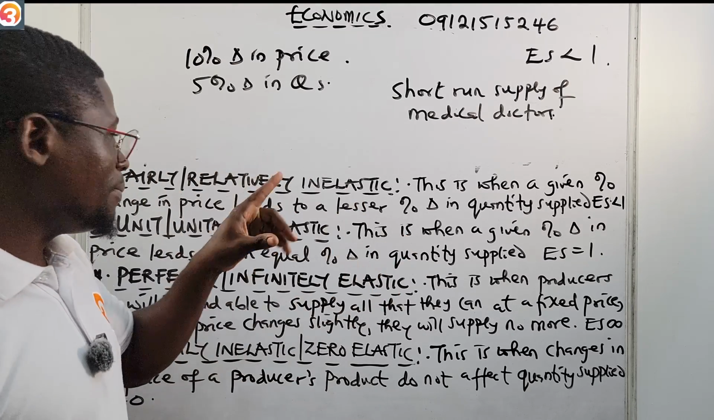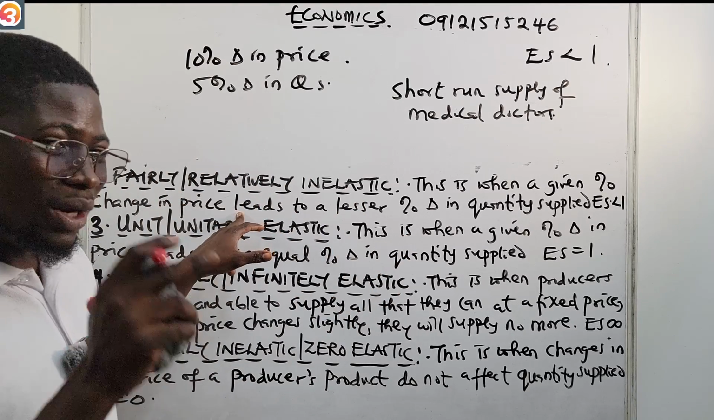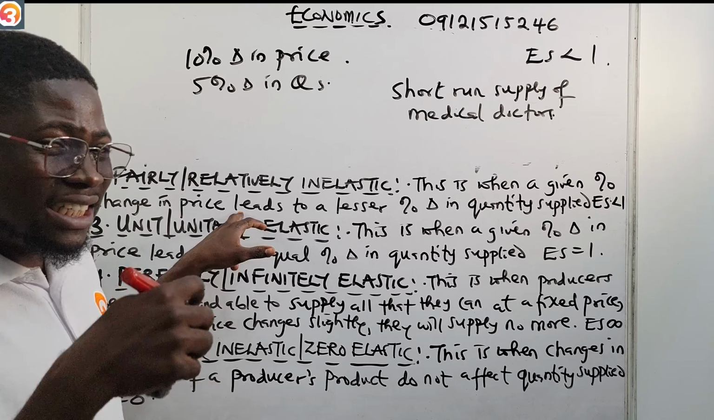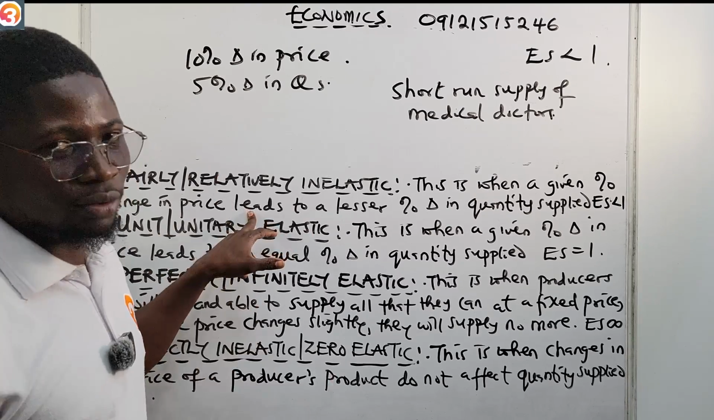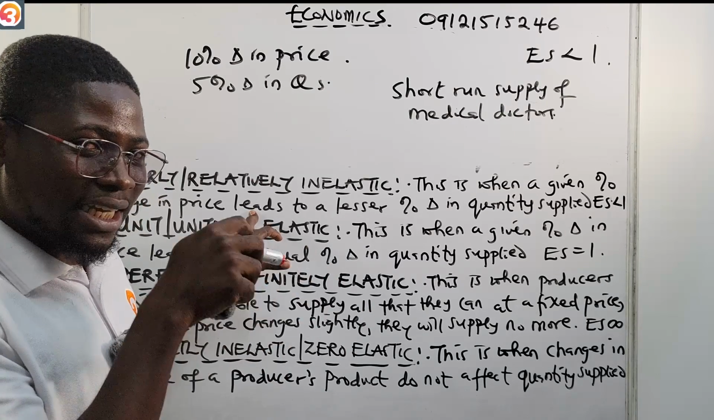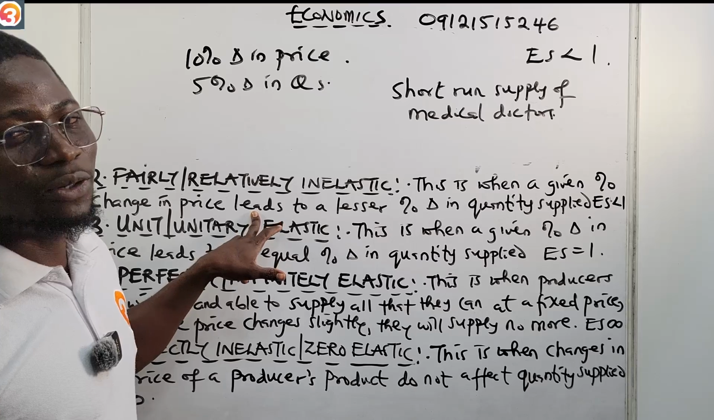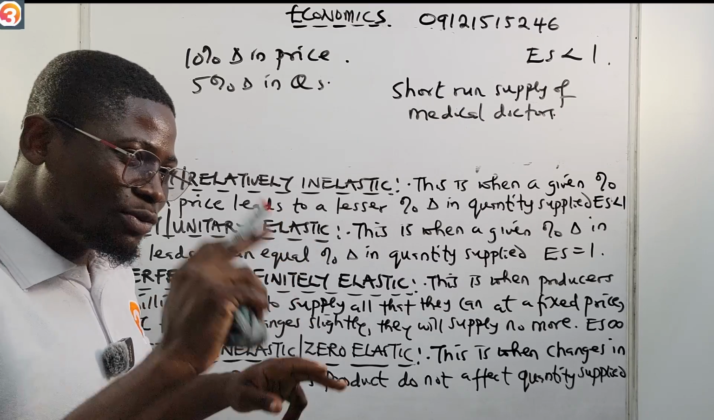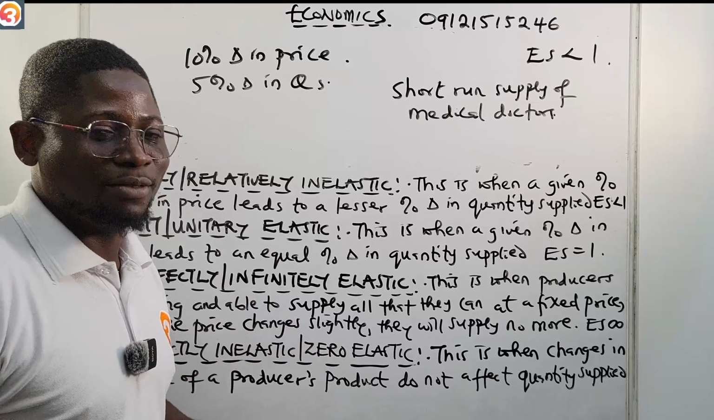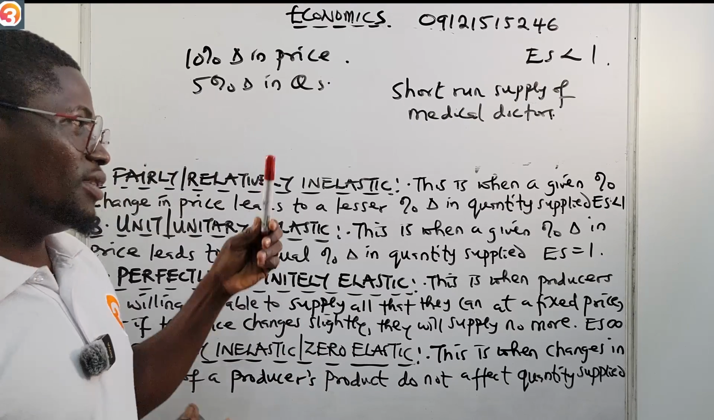So that's what we talk about as fairly or relatively inelastic supply. This is when a given percentage change in price leads to a lesser percentage change in quantity of supply. There's no responsiveness of the quantity supplied to the percentage change in price, because as the price went up, there's supposed to be a supply of doctors, but it's not possible. So that's an example.